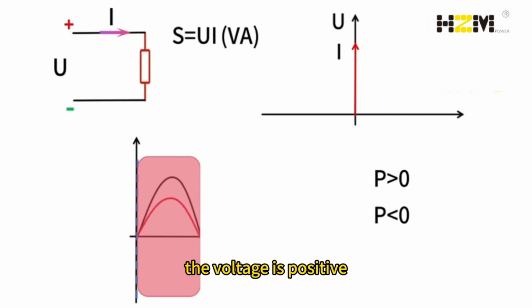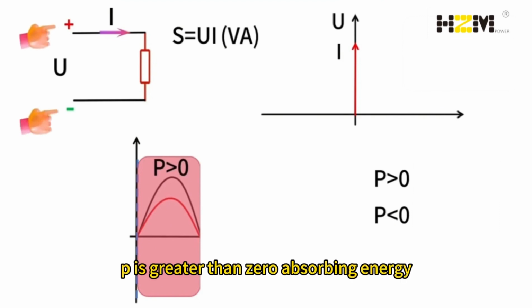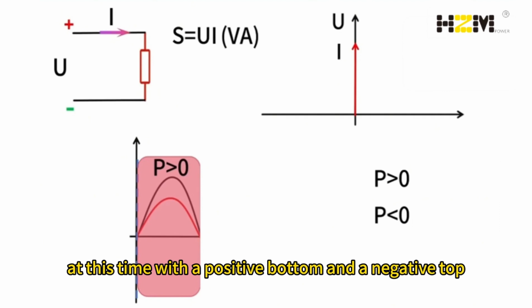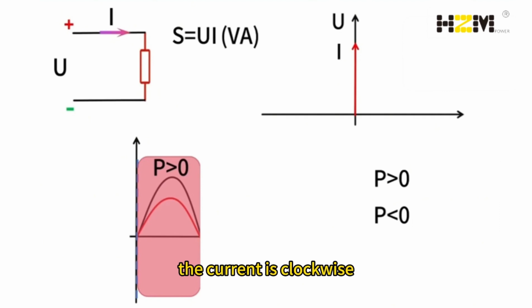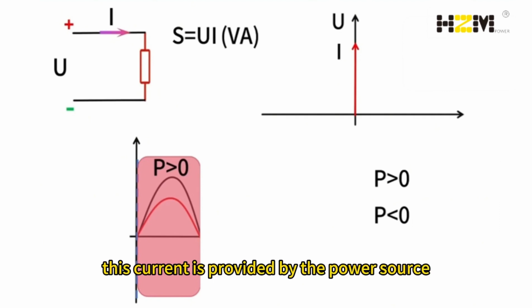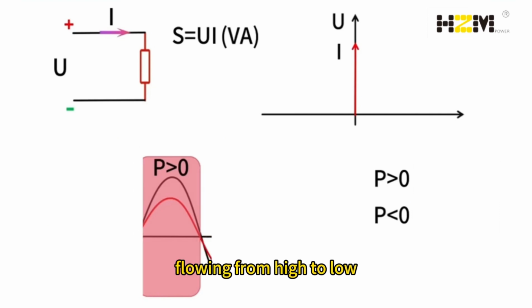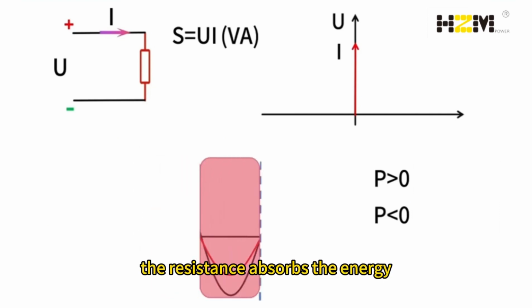In this region, the voltage is positive and the current is also positive. Multiplying them, P is greater than 0, absorbing energy. At this time, with a positive bottom and a negative top, the current is clockwise. This current is provided by the power source, flowing from high to low. The resistance absorbs the energy. Let's look at the next region.